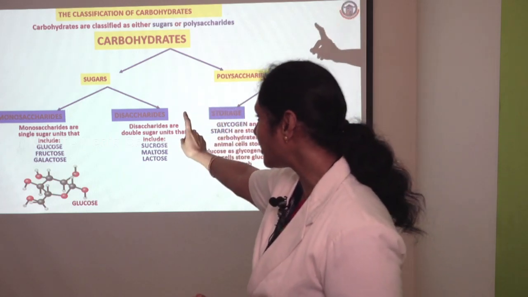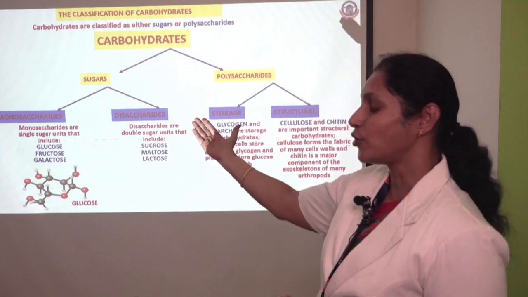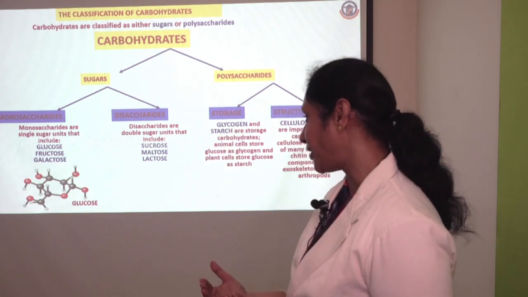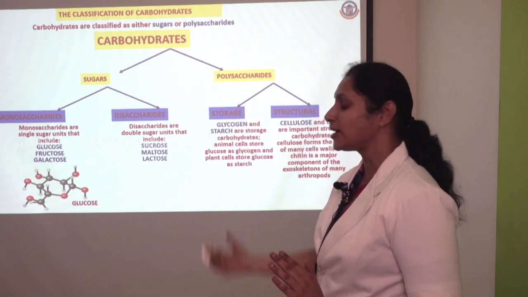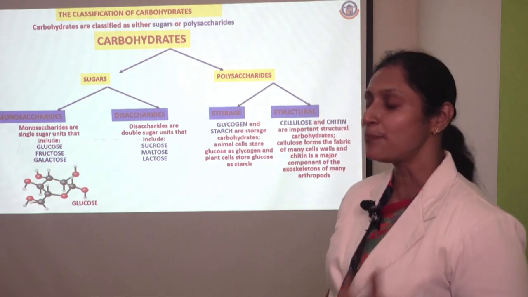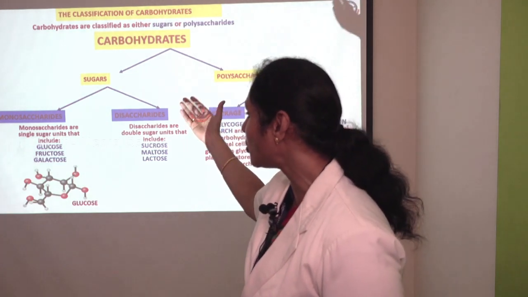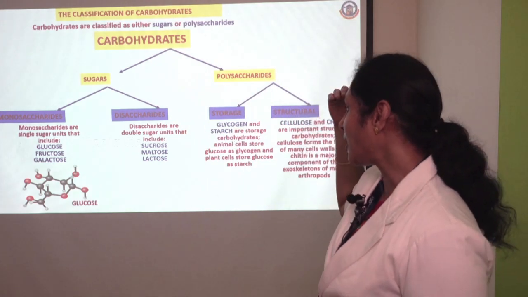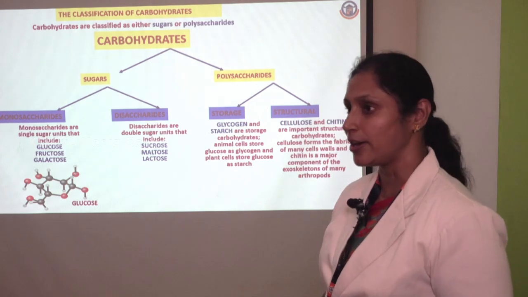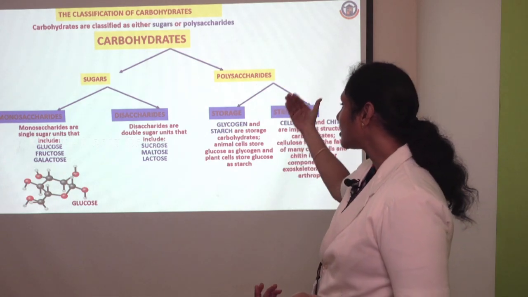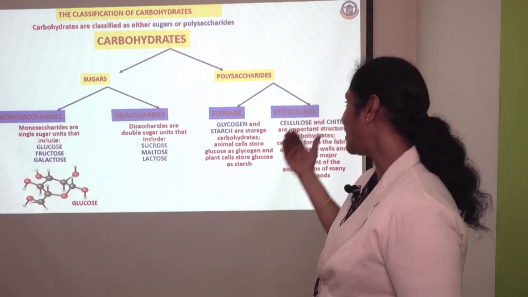Coming to the sugars, they are classified again into monosaccharides and disaccharides. Monosaccharides, as I told you already, are sugars which contain a single sugar unit. Examples include glucose, fructose and galactose. Disaccharides are sugars which contain 2 monosaccharide units. Examples include sucrose, maltose and lactose.